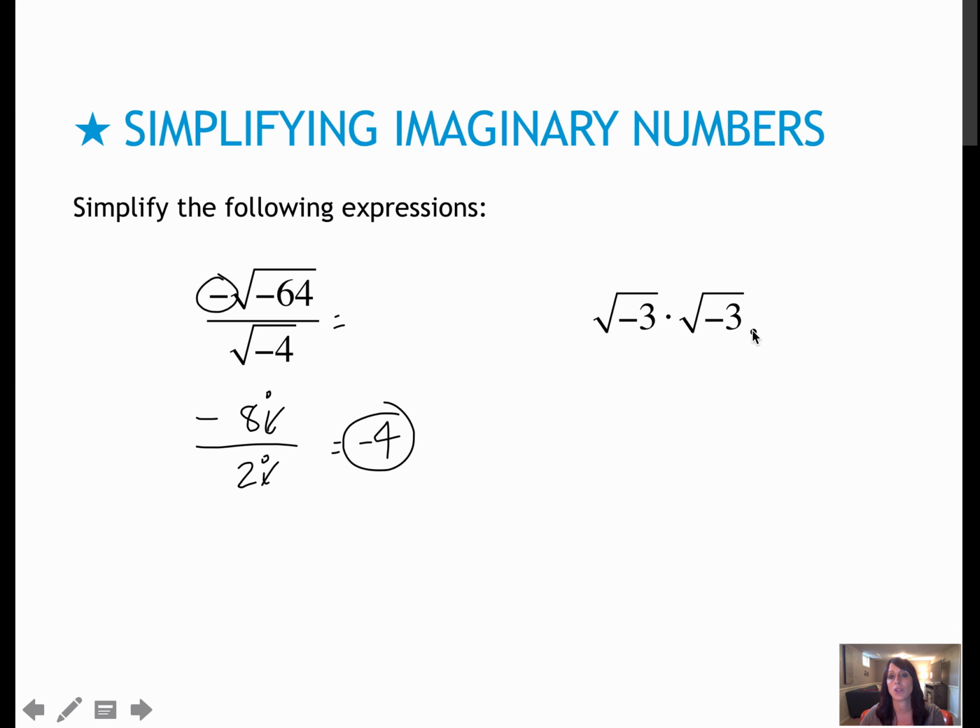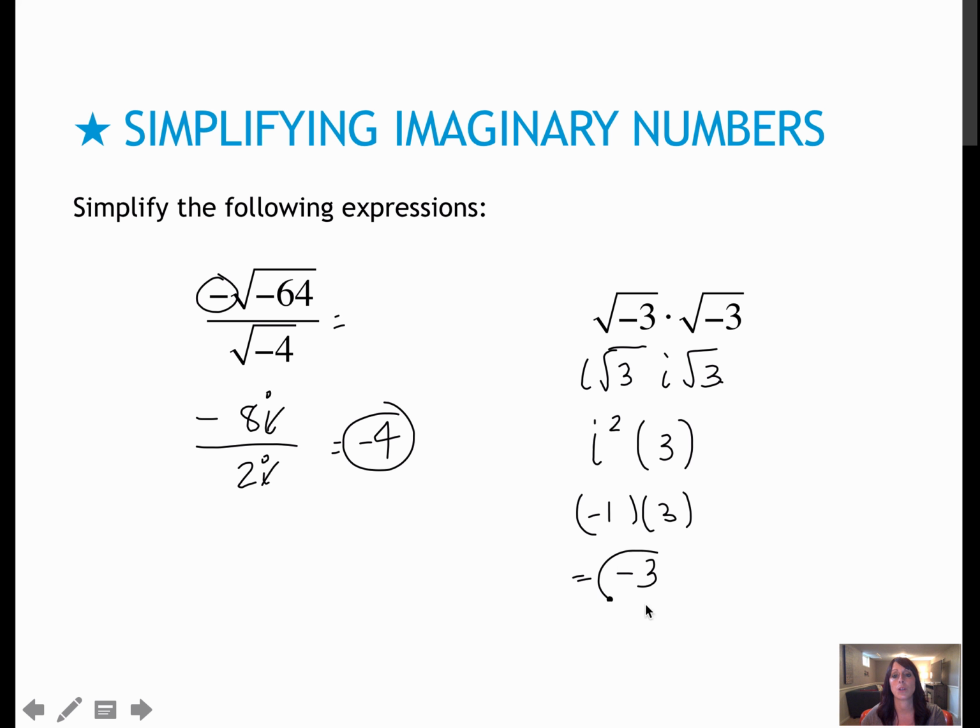Doing the second question, again, this would be i radical 3 times i radical 3. Multiplying i by i would give me i squared. Multiplying radical 3 by radical 3 would give me radical 9, which is 3. This i squared turns into a -1, which gives me my answer of -3. So on this one, you would have to be careful not to multiply those to find +9 and get a +3.